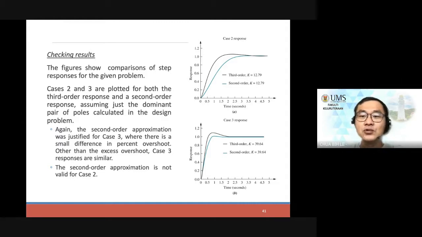So if no questions, then we will end this session, and we will continue again tomorrow with another technique called frequency response technique. All right, so that's all from me.